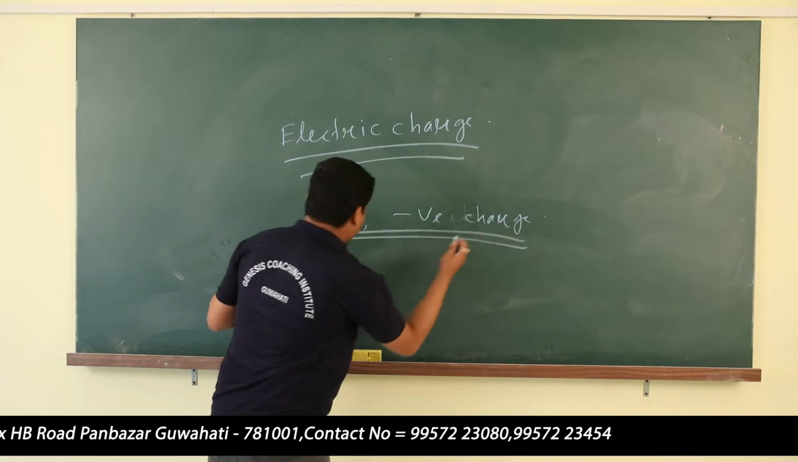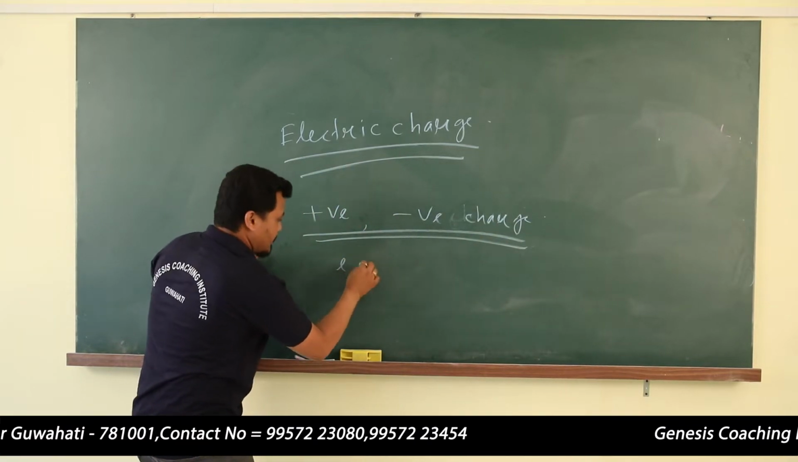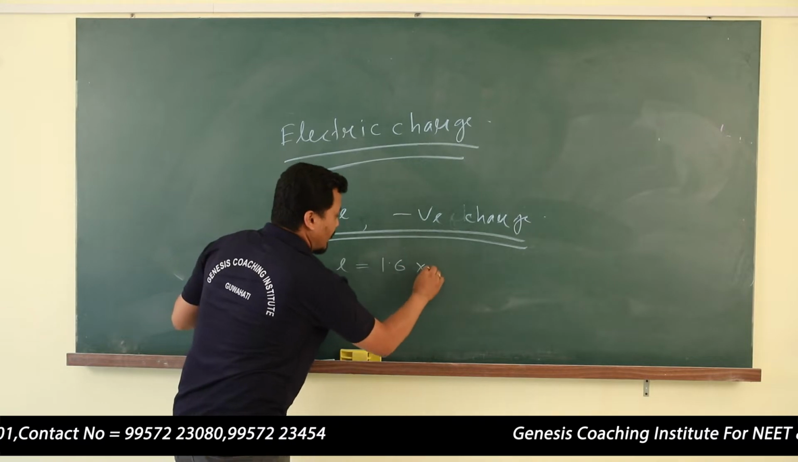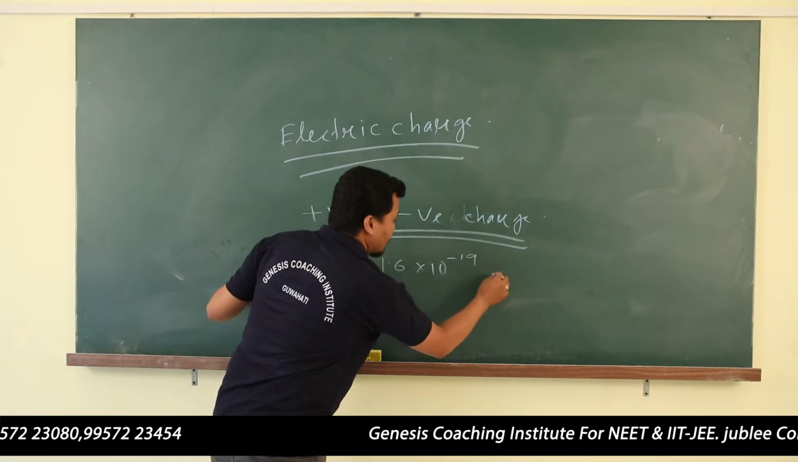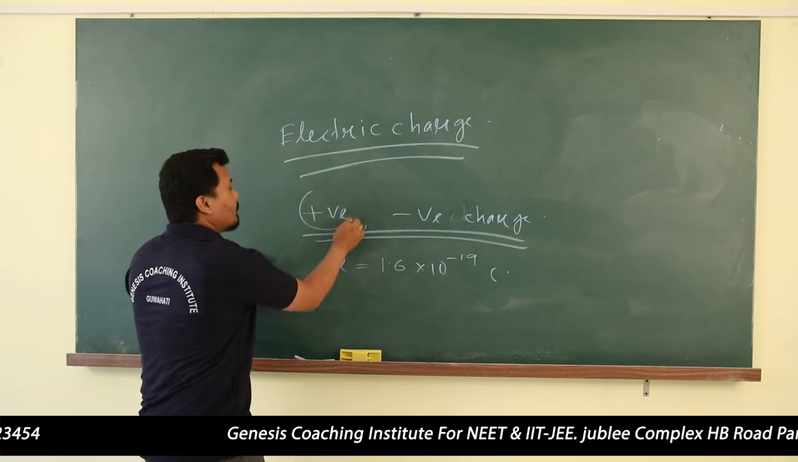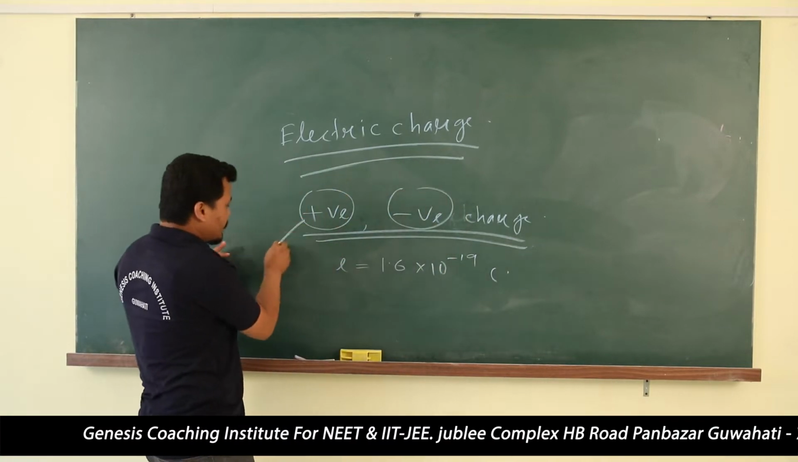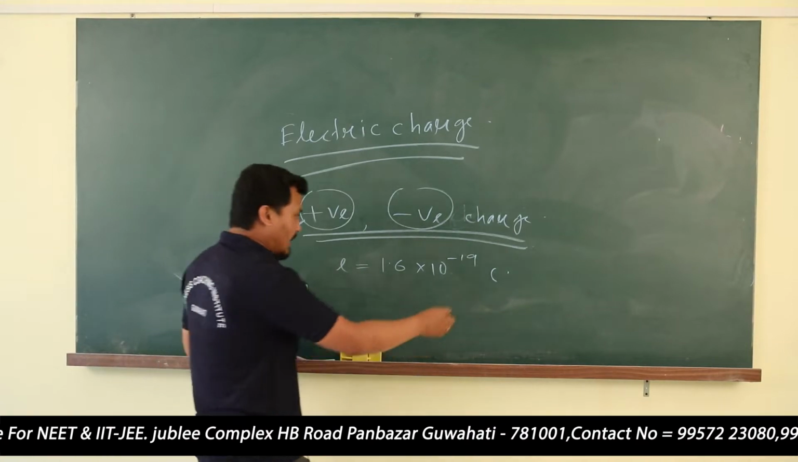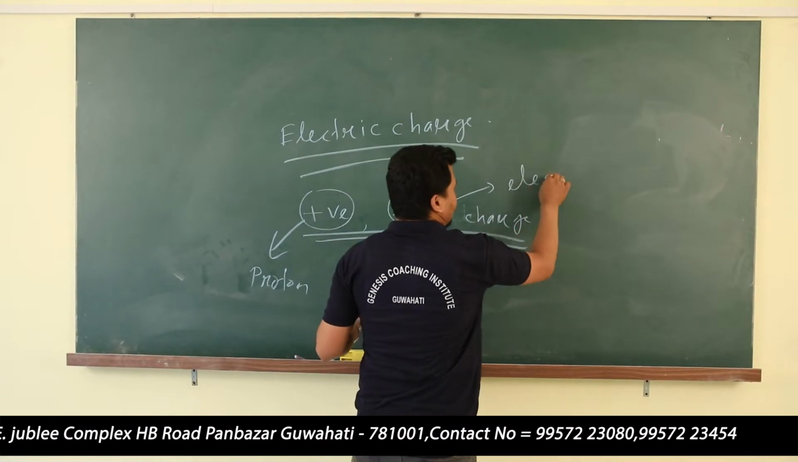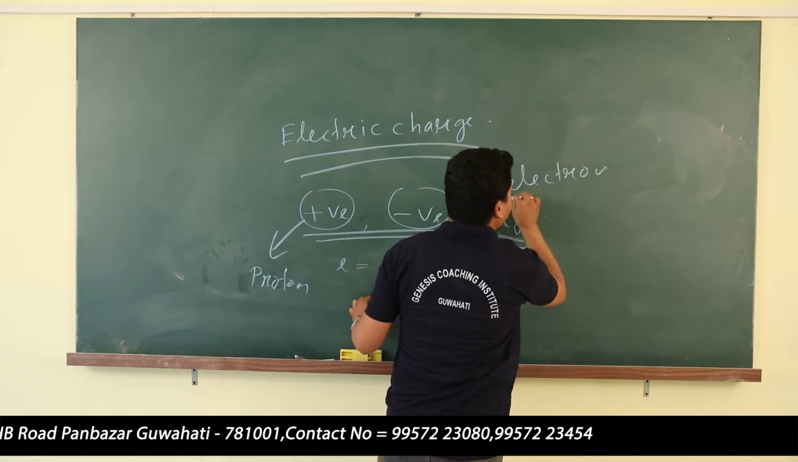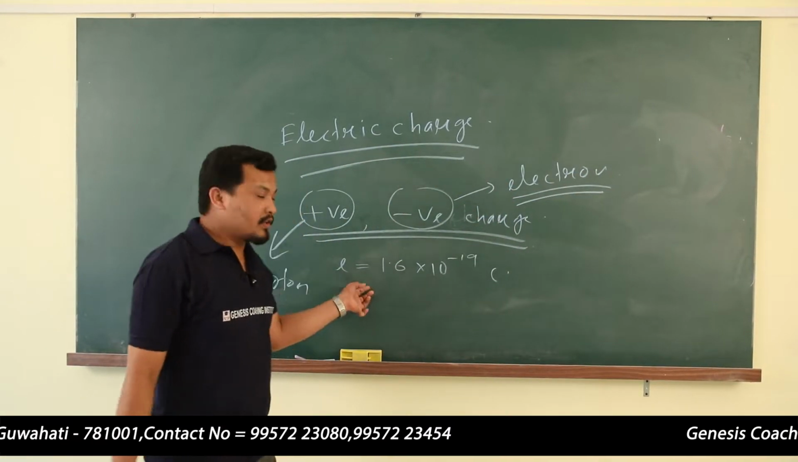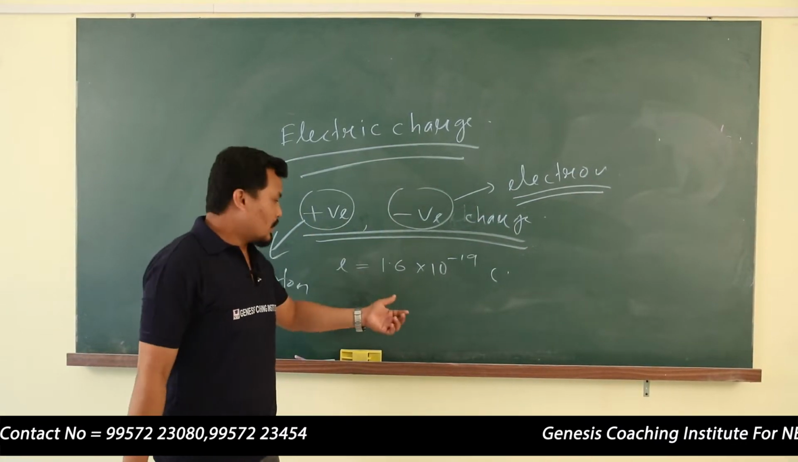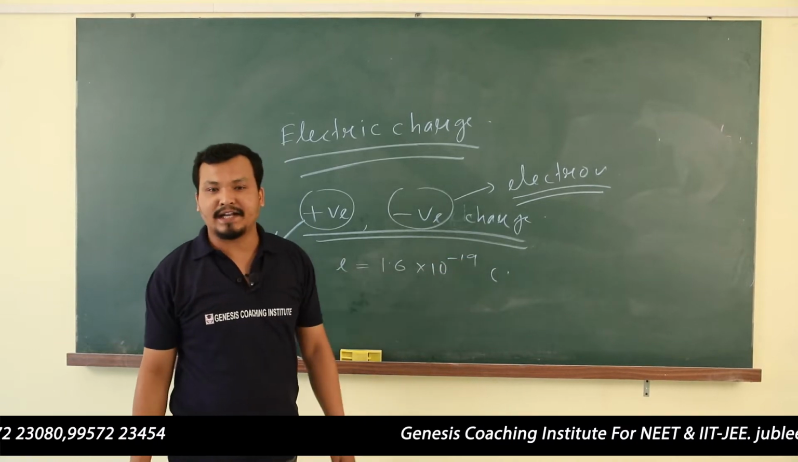And we all know that the magnitude of charge equals 1.6 × 10^-19 coulomb. This one for positive and this one for negative. Positive means proton. Proton is a positive charge, and negative means electron. Electron is a negative charge, but both the two charges have the same magnitude, 1.6 × 10^-19 coulomb.